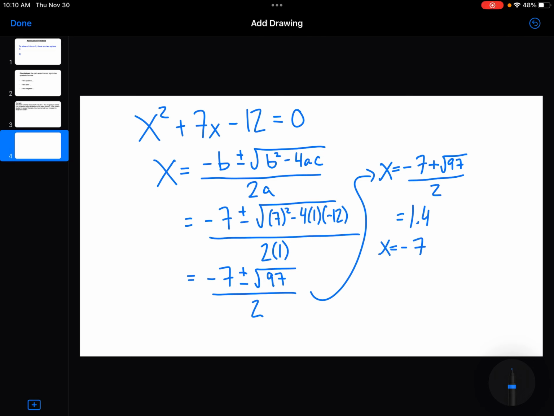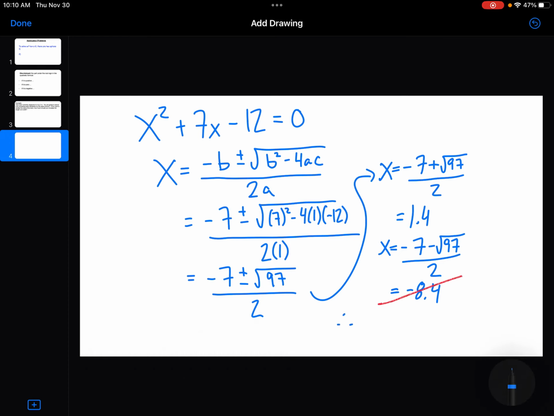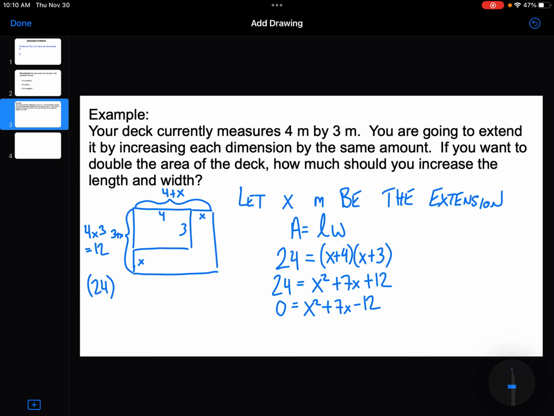Or we're going to have x equals negative 7 minus the square root of 97, all divided by 2. And right away, I can see that that's going to be a negative value because we're square rooting 97. It's not going to be positive. We're subtracting that from 7 already. So we're going to get negative 16.8 divided by 2 gives me negative 8.4. And we can't use negative 8.4 because it's a negative value. Therefore, our extension, extend the deck 1.4 meters.